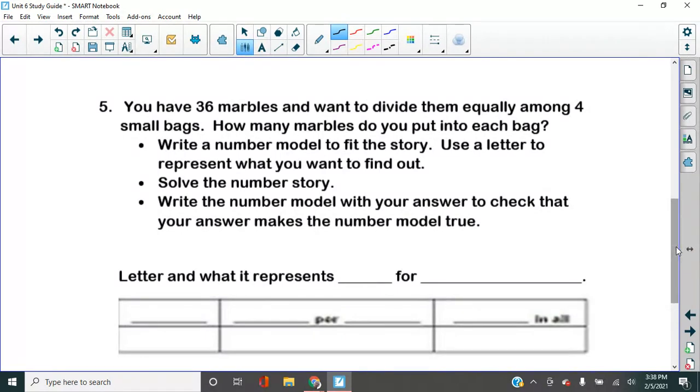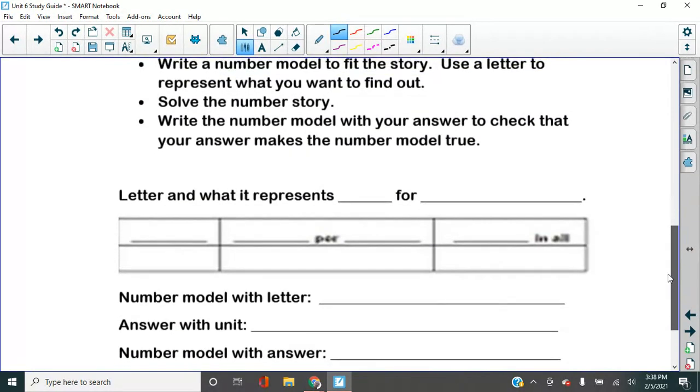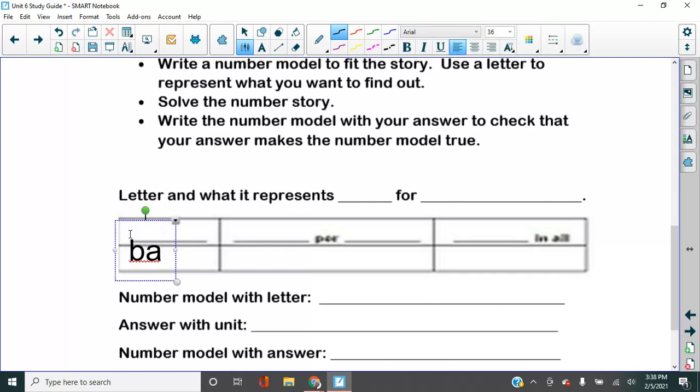Now, if you like these diagrams here, you can use them, right? I would put, let's see, I'll type it here. The bags, well, that didn't go in the right spot. Let's move it up. That's too small. We'll get this one of these days. The bags would go here, and then marbles per bag.